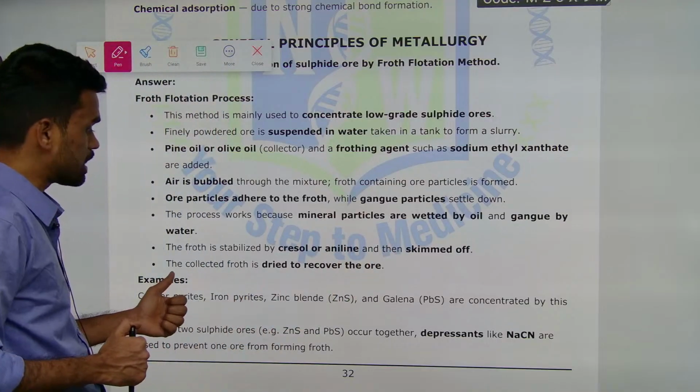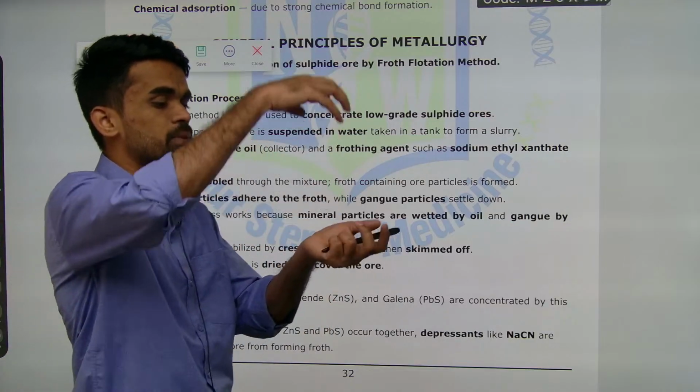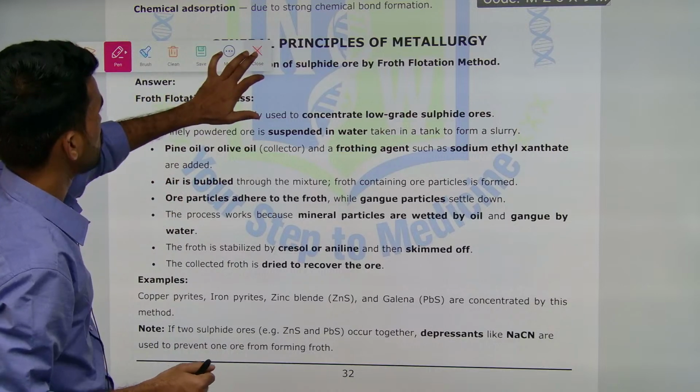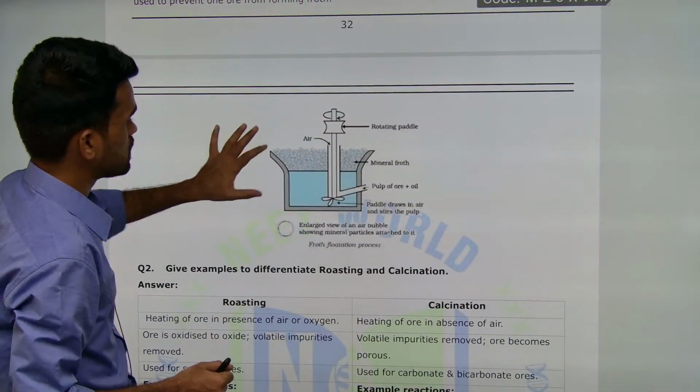Okay, then next, the collected froth is dried to recover the ore. So now whatever froth is coming into the container, see, let me show you this, then you will feel it. So look at this. So this is a setup.